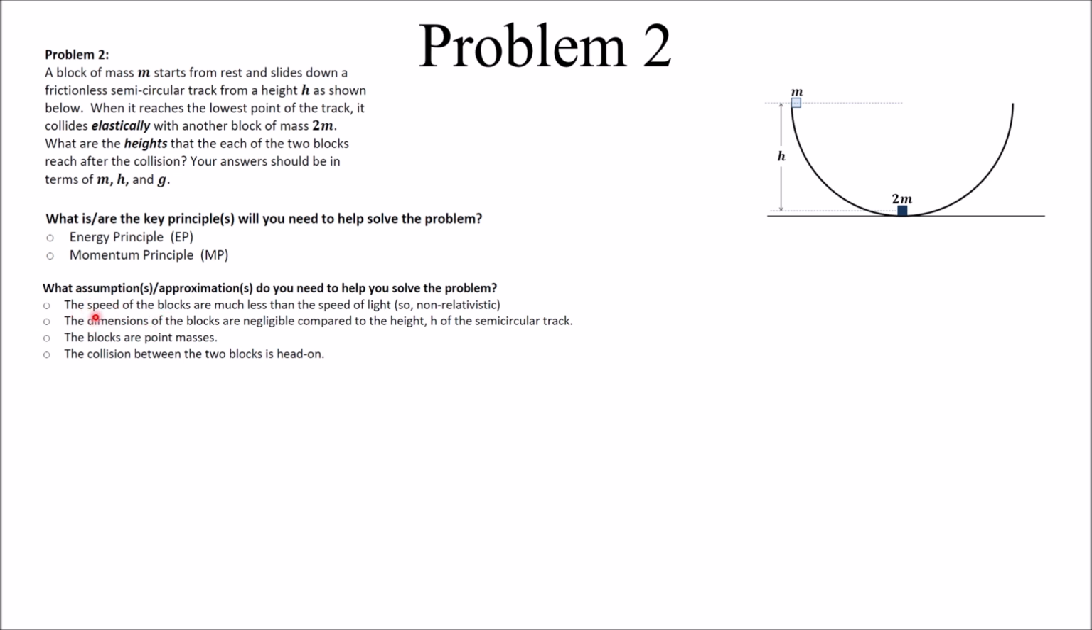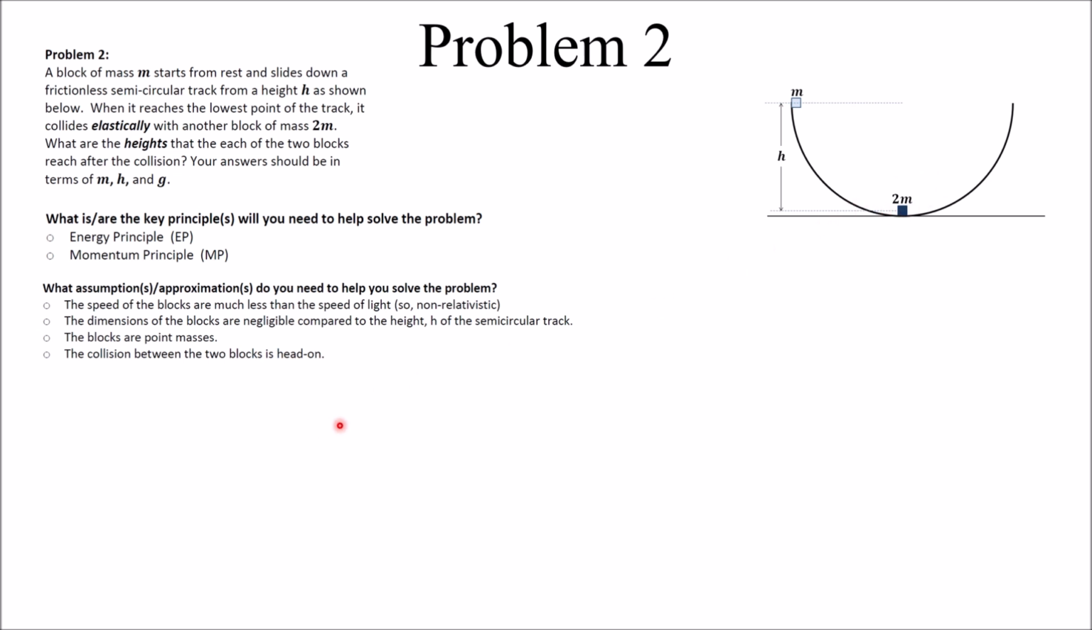And we're going to assume that we're traveling much, much less than the speed of light. The dimensions of the blocks are negligible compared to the height. We're basically treating them as point particles. And the collision is head-on. It's a nice perfect collision at the bottom. If this were to collide at a downward angle, that would not be as perfect. We're going to assume that it's perfectly happening here at the bottom.